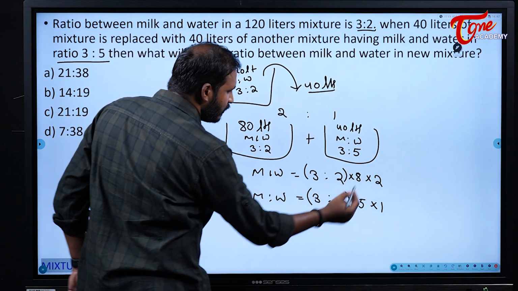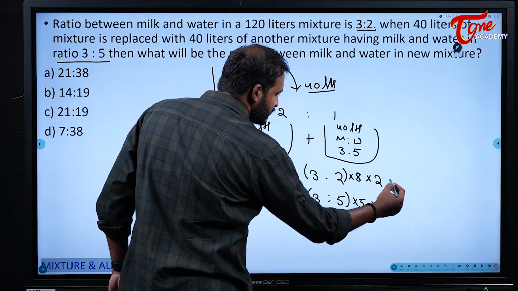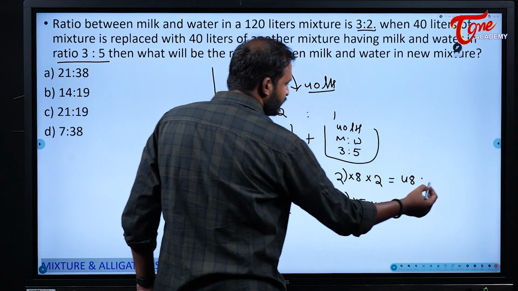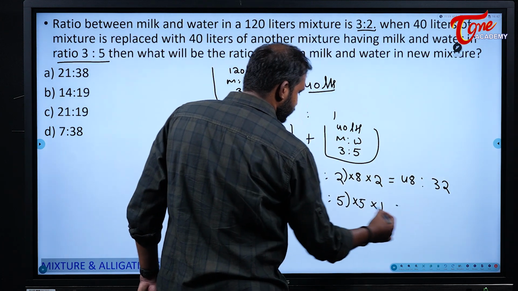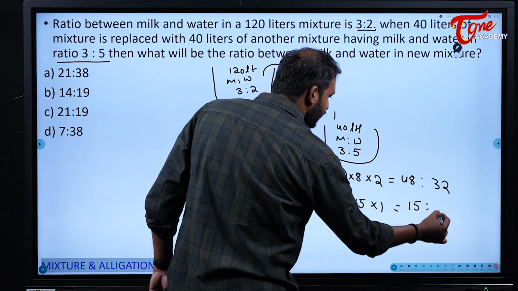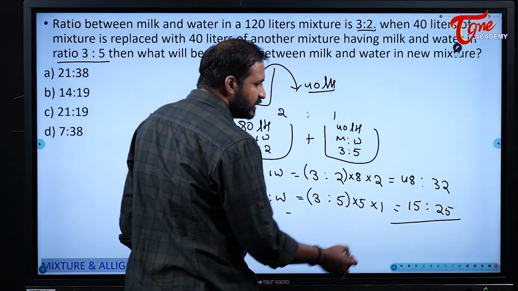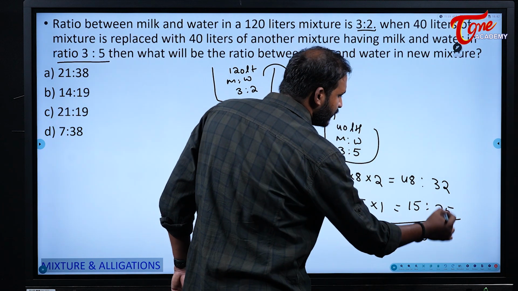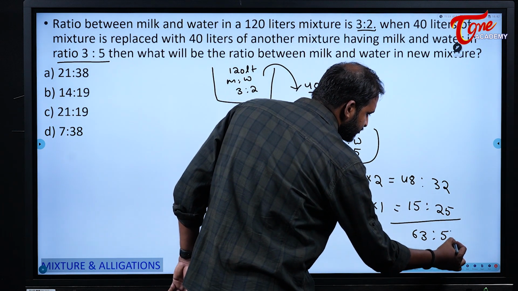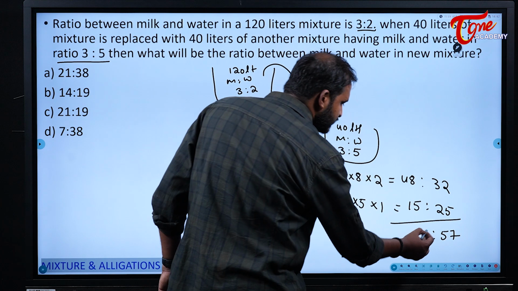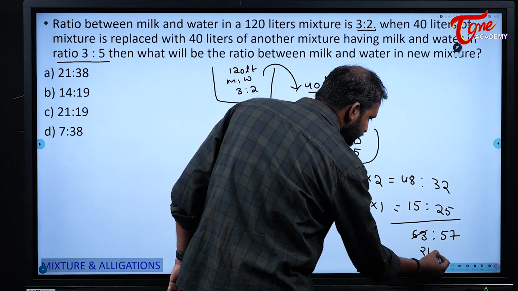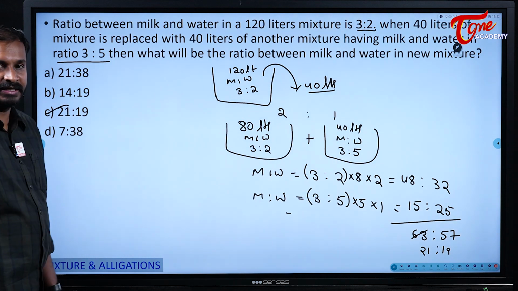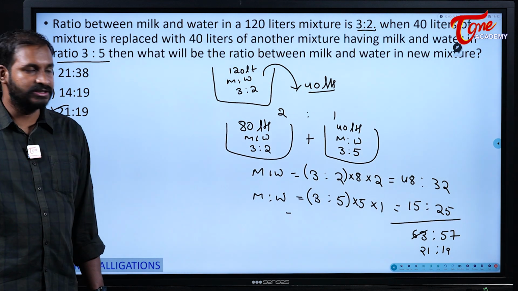So now, when I solve this one and add this one, what it happens to this? This one. 16 3s are 48. 16 2s are 32. 5 3s are 15. 5 5s are 25. Now we are adding both of this. So 48 plus 15, what it becomes? 63. 32 plus 25, it becomes 57. We can further cancel it, right? So in 3 table, 21s and 19. So milk and water will be in the ratio of 21:19.